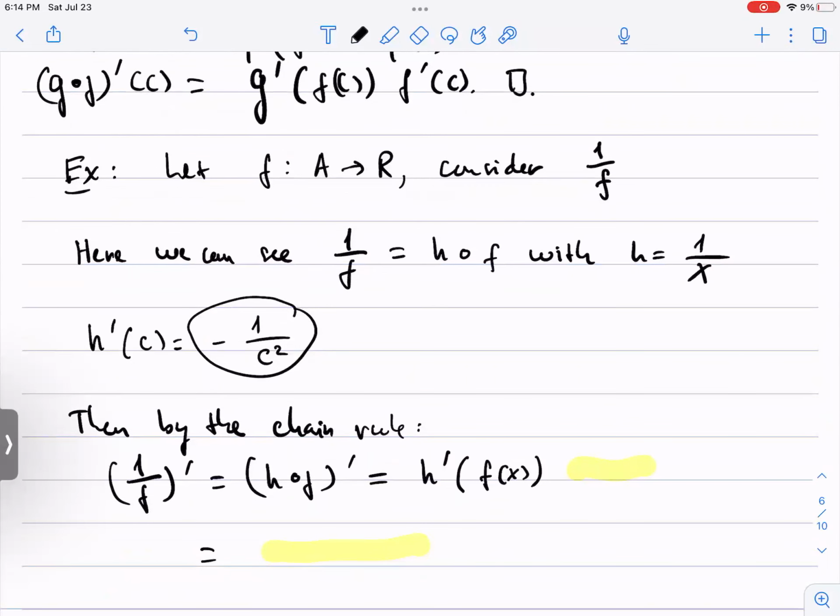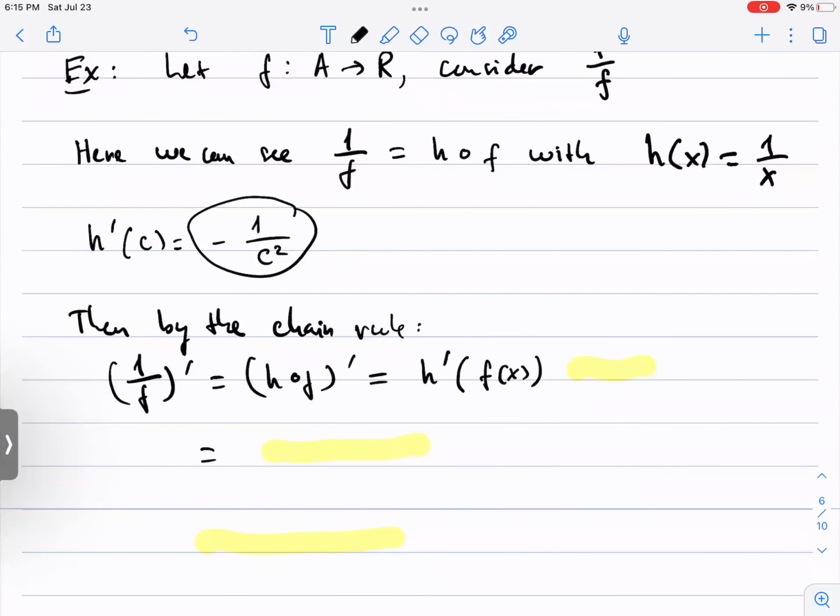Here is an example. Let f be a function from some subset A to the set of all real numbers. We consider the function 1 over f. Here we see that 1 over f is essentially the composition of two functions h and f, where h is the reciprocal function, h of x equals 1 over x. From a previous section, we can compute the limit associated with this function and deduce that the derivative h prime equals minus 1 over c squared.